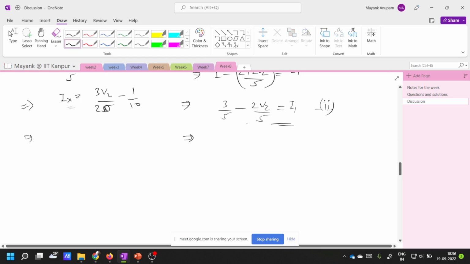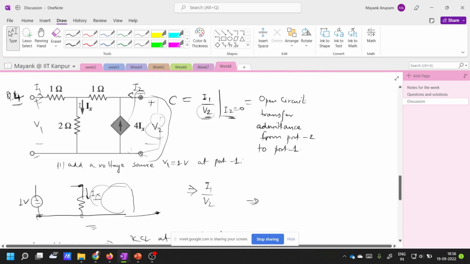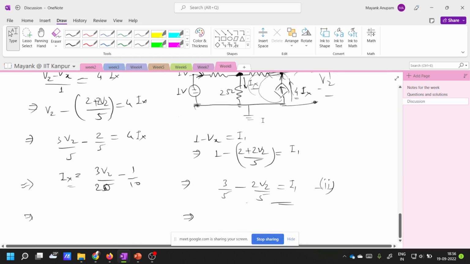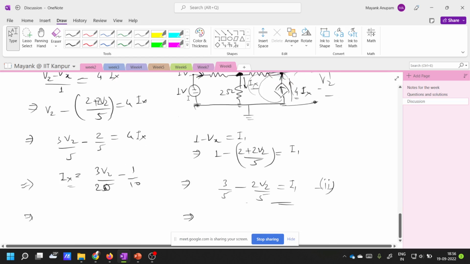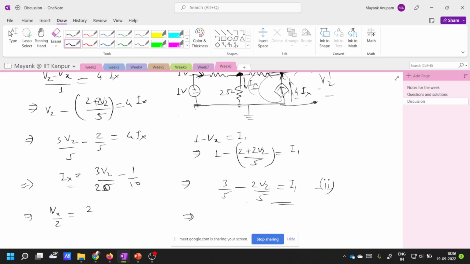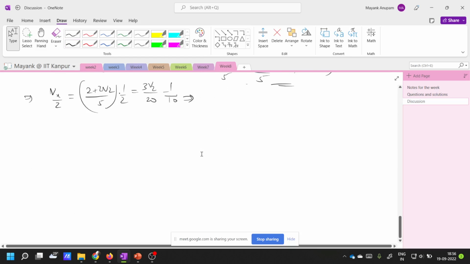In this I have to replace Ix, right? So what is Ix? So Ix is equal to this here, right? So right now I've got one equation. I also have to find V2. So Ix is equal to Vx by 2. And what is Vx? Vx is equal to 2 plus 2V2 by 5, and whole of this divided by 2. This is equal to 3V2 by 20 minus 1 by 10. Cool?